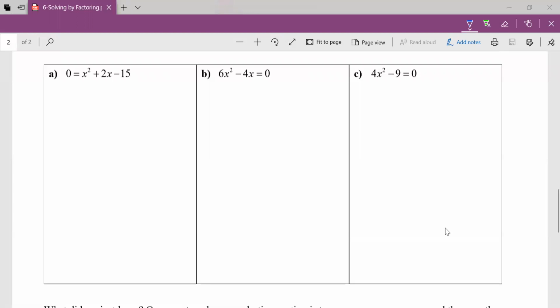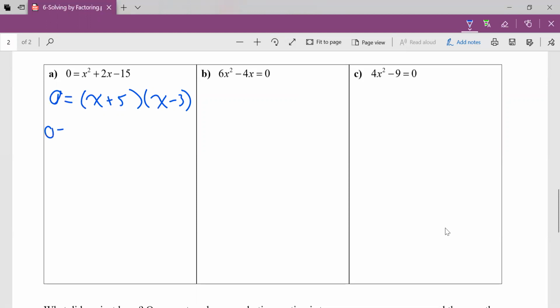Let's look at the first one. Let's solve this thing. To solve, we're going to factor. In this case, because one side's equal to 0, what we're really finding is those x-intercepts. So I'm going to factor this thing. Our two numbers that multiply to negative 15 and add to 2 are 5 and negative 3.